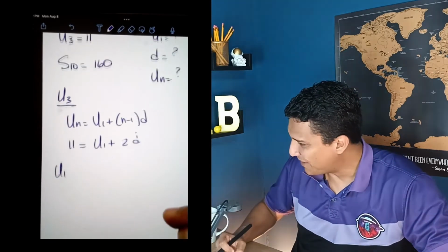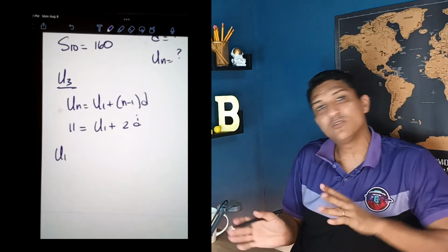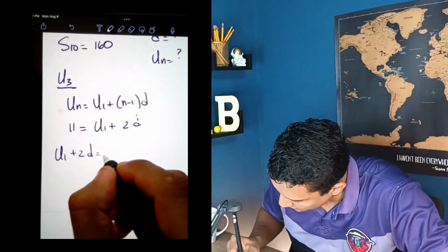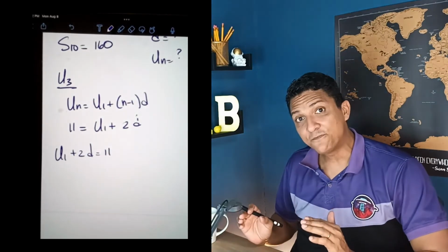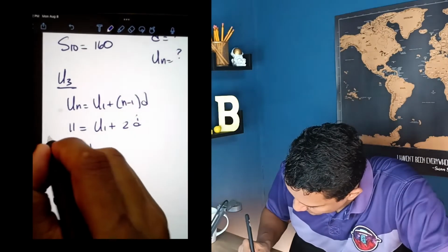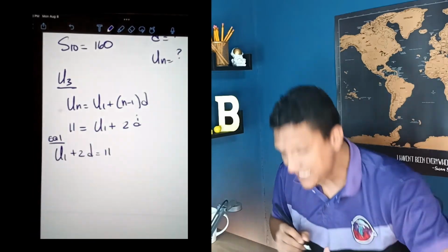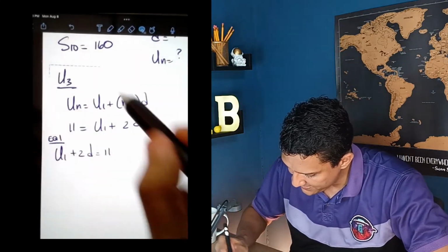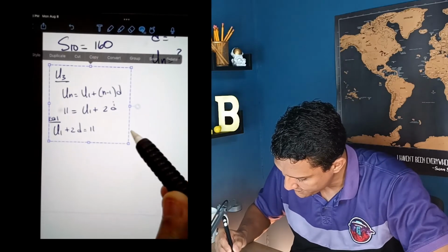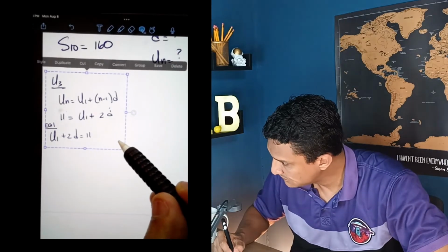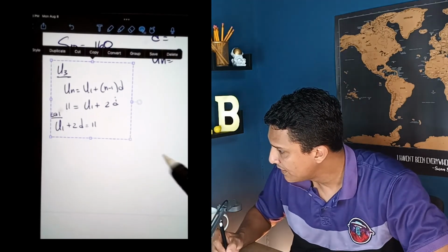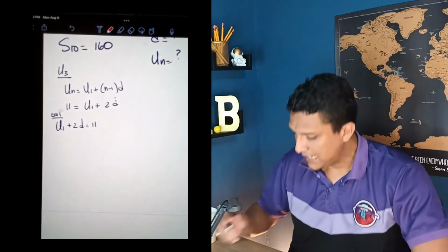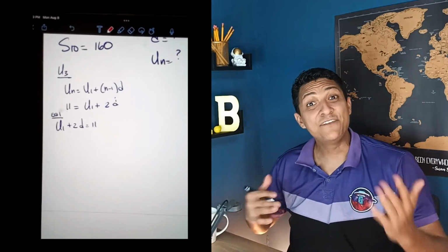I'm going to arrange it and write the variables on the left side. So u1 plus 2d equals 11. That is the first formula. Let's keep it here. I'm going to write here that it's the first equation I'm going to be working with. Now, let me minimize this because I need more space. I'm going to change the color so I can differentiate them.